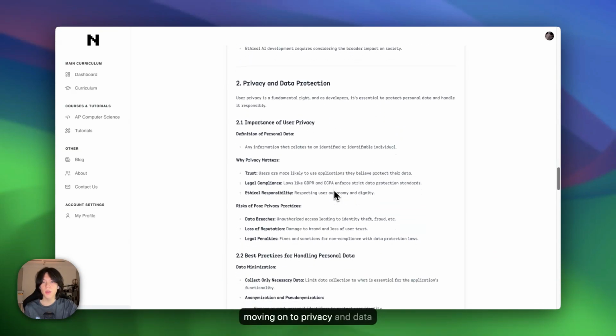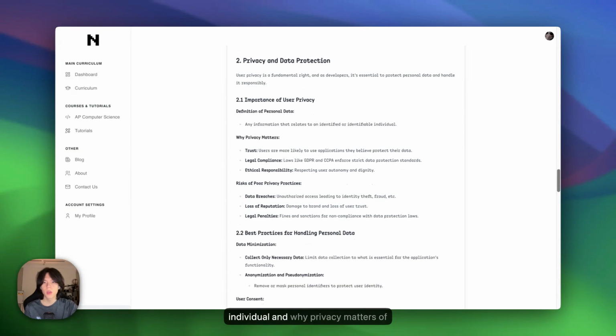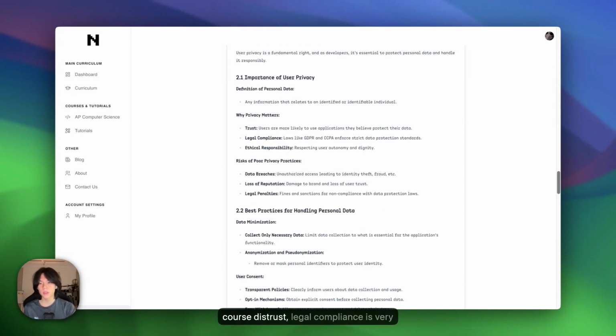And moving on to privacy and data protection. User privacy is a fundamental right, and as developers, it's essential to protect personal data and handle it responsibly. The definition of personal data is any information that relates to an identified or identifiable individual. And why privacy matters, of course, is trust, legal compliance. It's very important in laws like GDPR and CCPA that enforce strict data protection standards towards us as individuals and AI, and ethical responsibility, so respecting user autonomy and dignity.